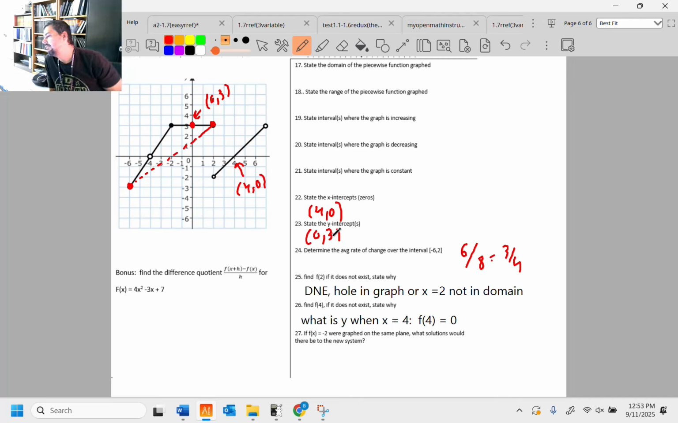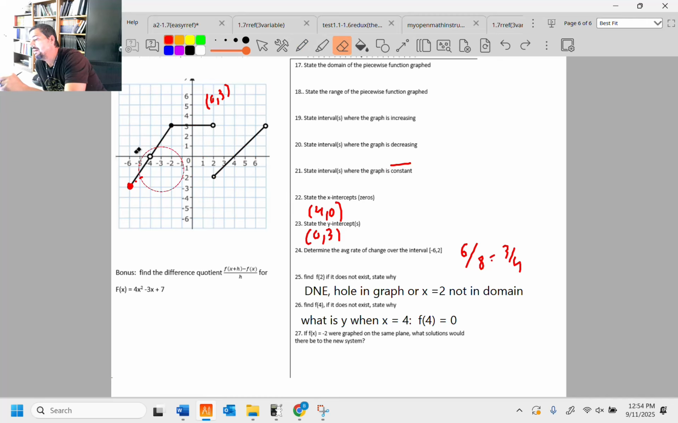All right, state the intervals where the graph is constant. That means flat line. Constant means flat horizontal line at that, because the y value does not change. The y value does not change from here to here. So it's an interval from -2 to 2.